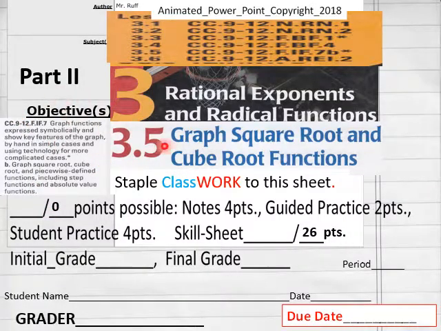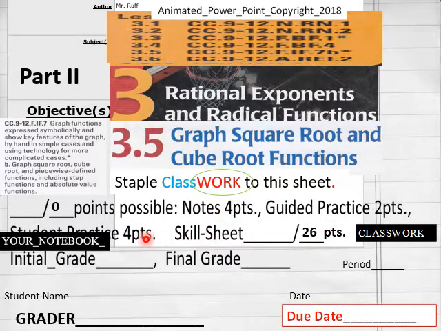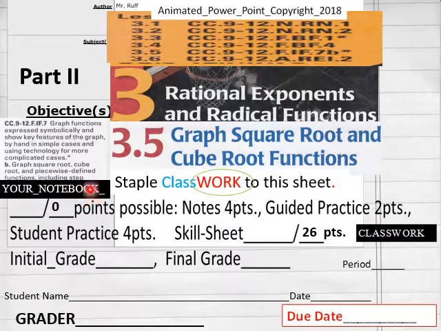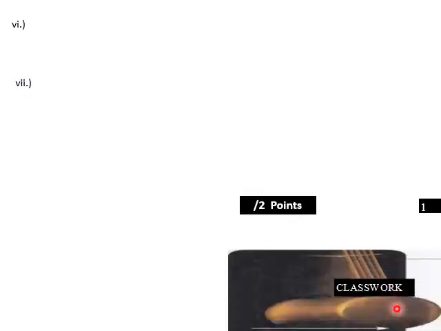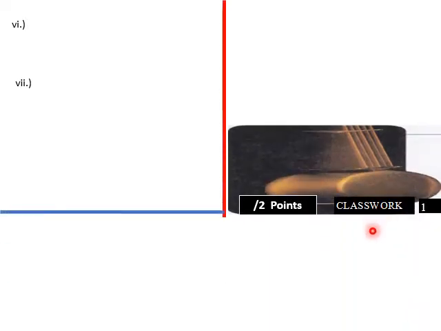Today, part 2 of 3.5, graphing square root and cube root functions. We have a 26-point classwork sheet today. Get your classwork sheets from me by that email. And no note-taking today. Here is our objective. So page 1 in your classwork sheet today.